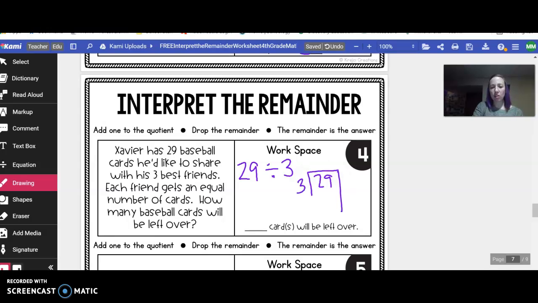If you look on your chart, the closest we can get is 9 groups, which is 27. Subtract, so we get 9, remainder 2. So how many baseball cards will be left over? 2 cards will be left over. Each friend will get 9, and then there'll be 2 extra.